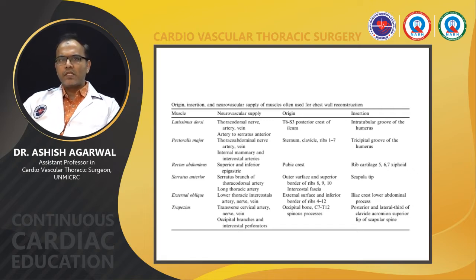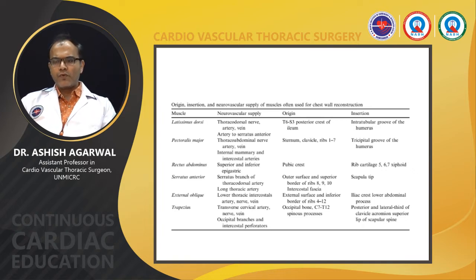The next muscle is the serratus anterior, also known as the workhorse of endothoracic surgery. This muscle is used as a buffer between the trachea and esophagus in cases of tracheoesophageal fistula, and mainly for covering bronchial stumps. The serratus anterior originates from the outer surface and superior border of the 8th, 9th, 10th ribs and intercostal fascia and inserts at the scapular tip. It has a blood supply from the serratus branch of the thoracodorsal artery and the long thoracic artery.